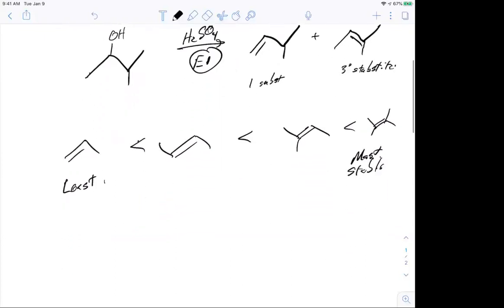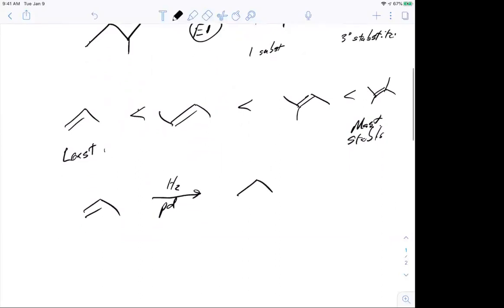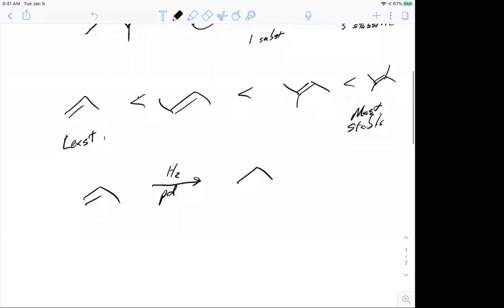This has to do with an experiment. If you take these and put them in hydrogen and palladium, which is a reaction that we're going to look at very soon, that's going to give alkanes. What is the energy required to do this, or what is the energy that comes out of it? When they did that experiment, what they found is that the one that releases the most energy is the least stable, and the most stable is the tetra-substituted.